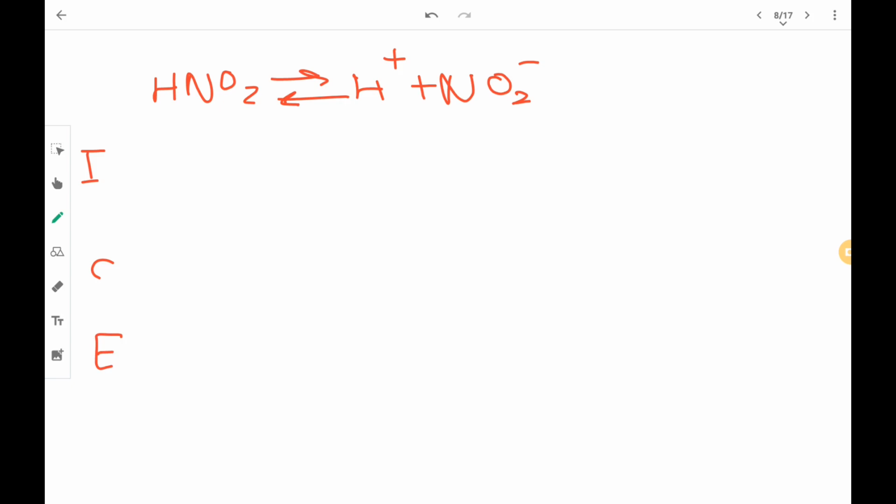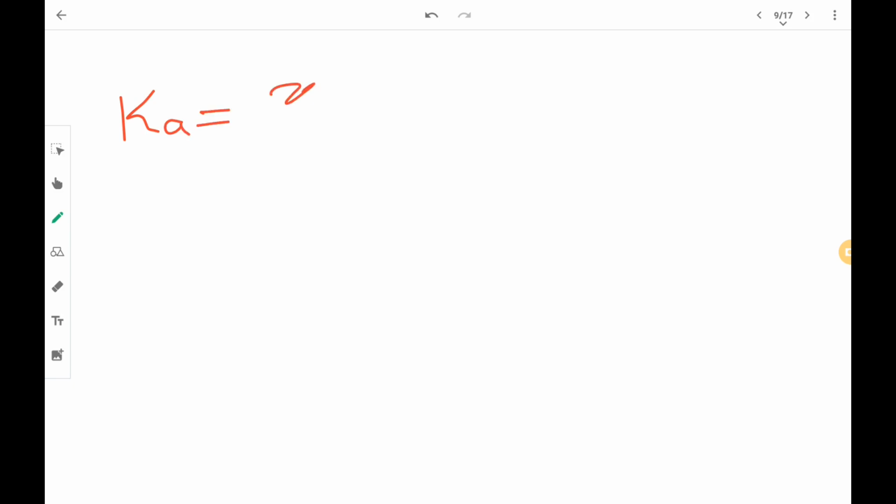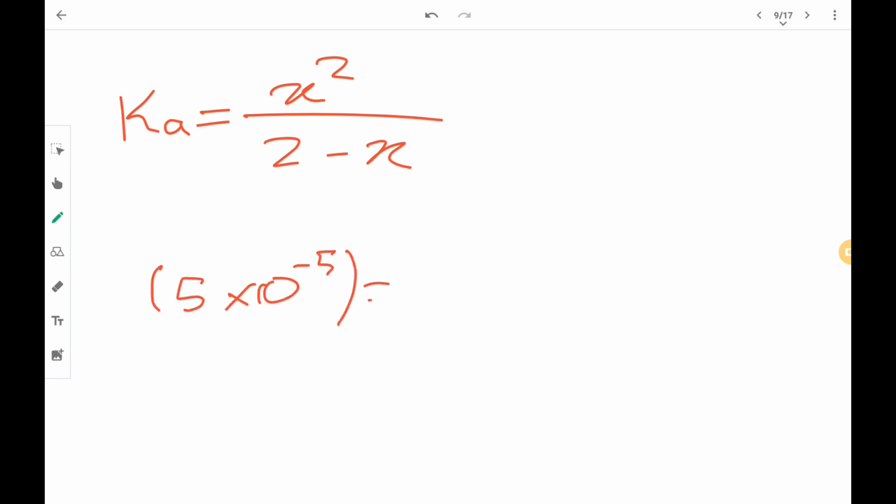They give you the concentration of HNO2 to be 2. This is minus x, plus x, 2 minus x, x and x. And then the formula is Ka equals x squared over 2 minus x. You have Ka to be 5 times 10 to the minus 5. Here we make an assumption that x is very small beside the 2, so it's just x squared over 2. And then you will get for x, the concentration of H plus to be 0.01.